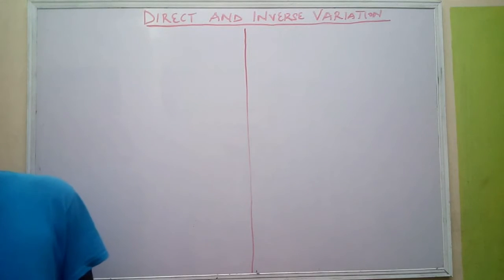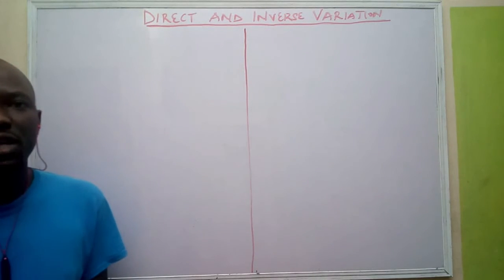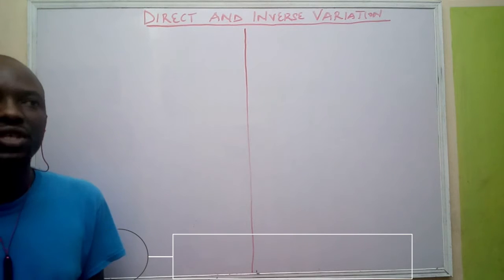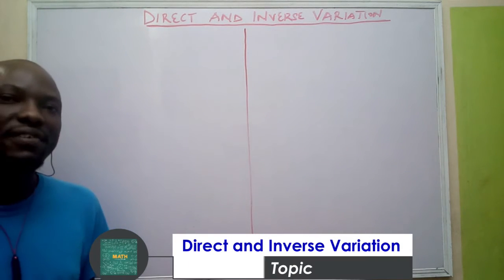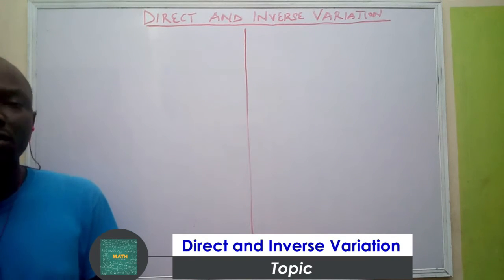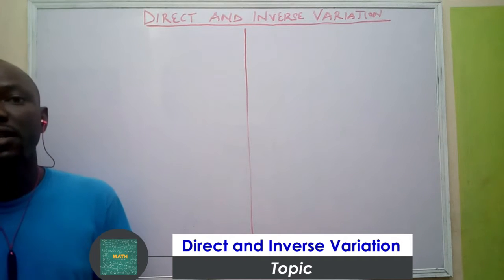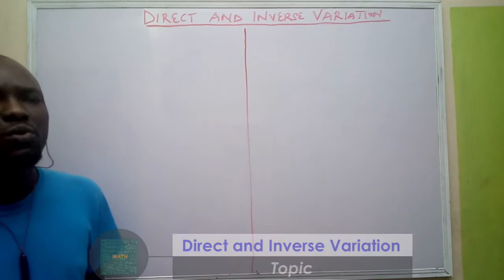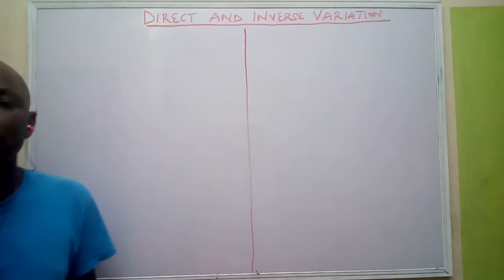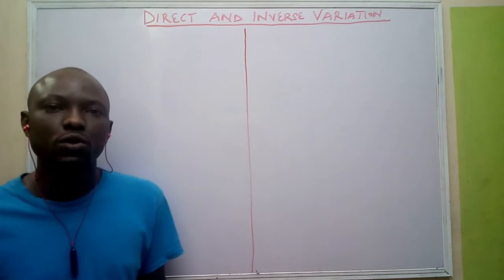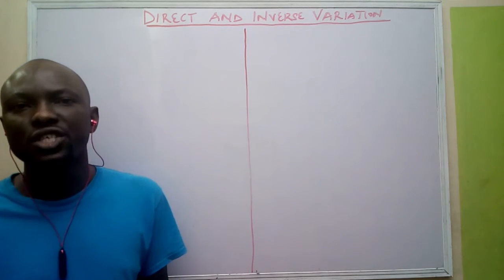Today we'll be looking at variation, and we'll be dealing with two types of variation, the direct and the inverse variation. Though we have other variations like the joint and the partial variation. But today we want to just see how to write a mathematical expression for direct and inverse variation.